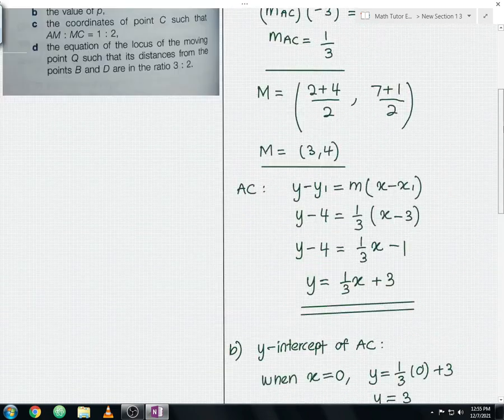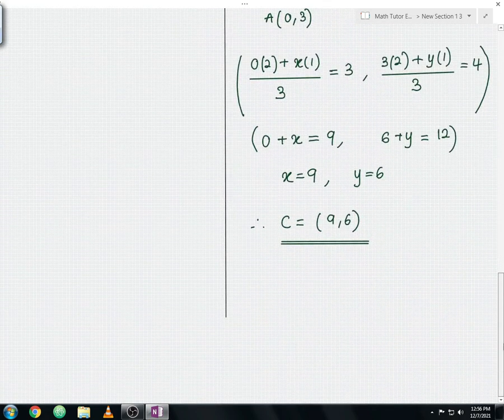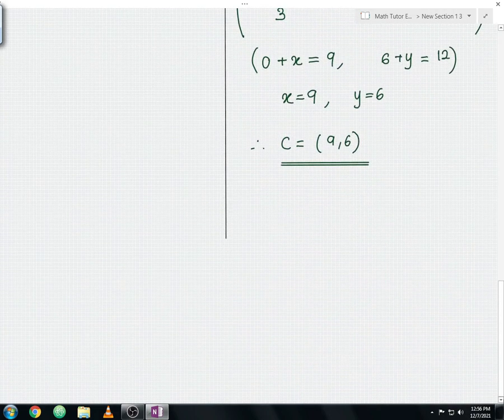Okay, so from here, let us proceed our discussion for the question part D, where we need to find the equation of the locus of the moving point Q such that its distances from the points B and D are in the ratios 3:2. Okay, so this is the question part D, guys. Okay, so from here, what we're going to do is we're going to sketch the diagram for the question part D. So please wait.